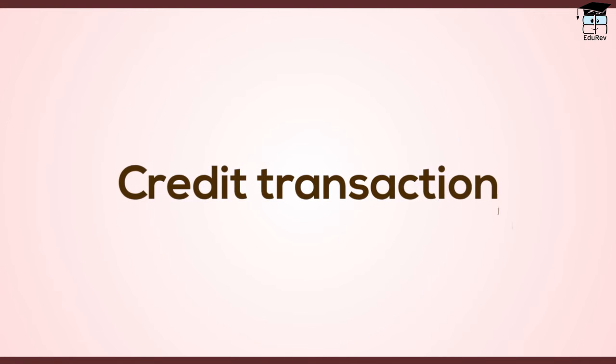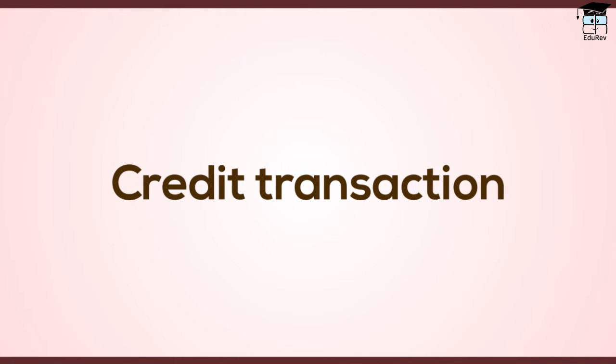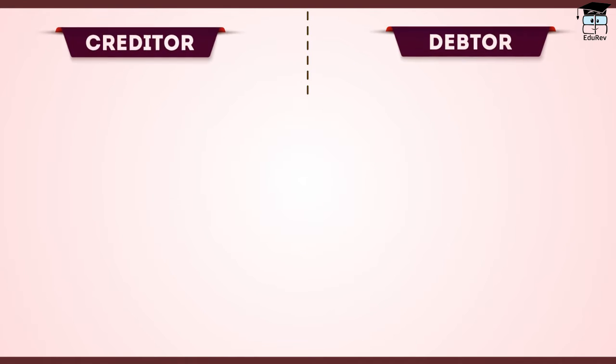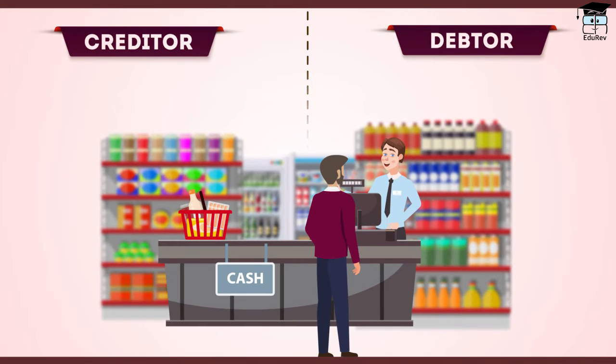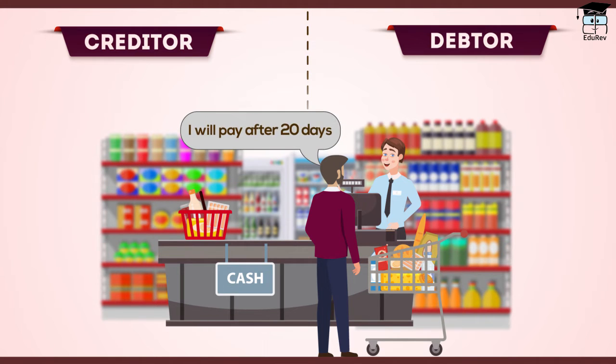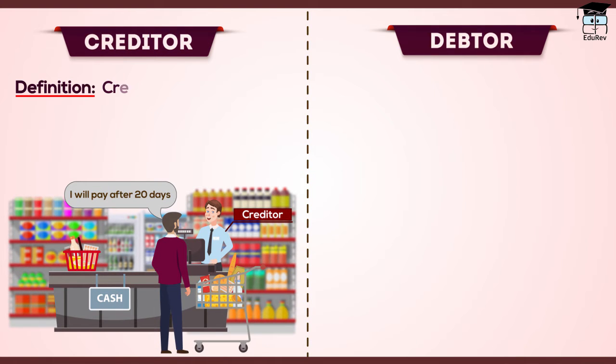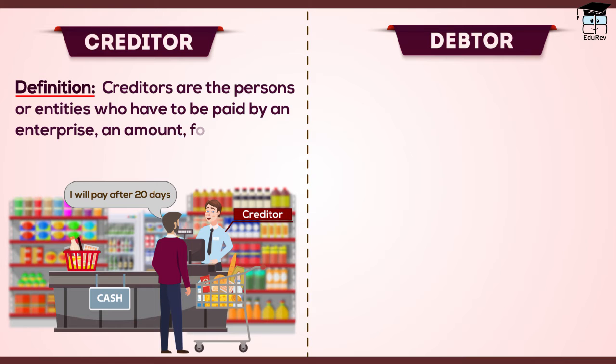In our previous session, we understood the meaning of credit transaction. In relation to that, let's introduce two more important terms, that is creditor and debtor. As we have discussed in credit purchases, Mr. Raj made the purchases of goods on credit and he is going to pay his supplier, say after 20 days. In this case, the supplier or the party who has given those items on credit is known as a creditor. So basically, creditors are the persons or entities who have to be paid by an enterprise an amount for providing the goods and services on credit basis.